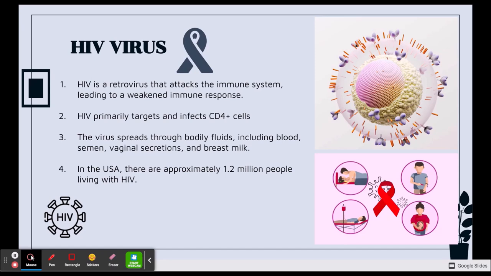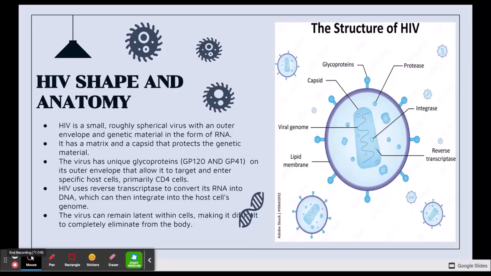The virus spreads through body fluids, including blood, semen, vaginal secretions, and breast milk. In the United States, there are approximately 1.2 million people living with HIV, and more than 14% of them are unaware of the infection. HIV is a small, roughly spherical virus with an outer envelope and genetic material in the form of RNA. It has a matrix and capsid that protects the genetic material.